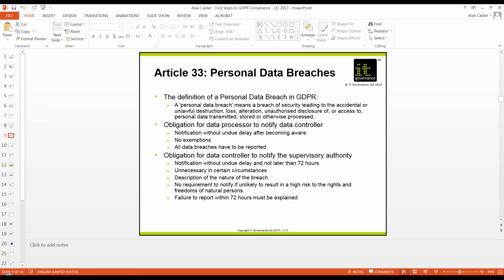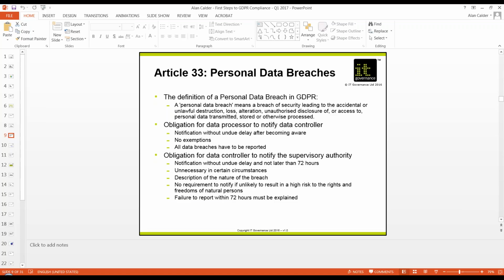In the new world, the legal requirement is on all organizations to report personal data breaches as soon as they become aware of them, or within 72 hours. If it takes you longer than that to report it, you have to explain why it took longer than that to report it. And all data breaches have to be reported. There isn't a way you can avoid reporting them to your regulator.